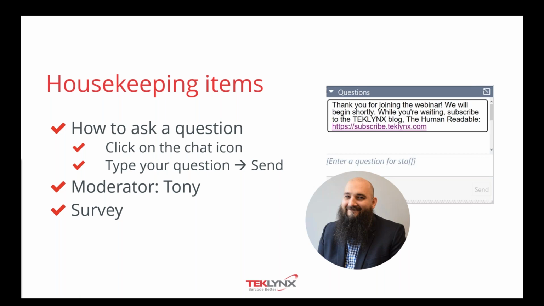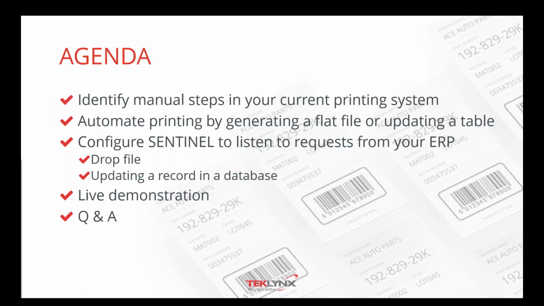So now that we have our housekeeping items in place, let's go ahead and look at the agenda for what we're going to be talking about today. First step is going to be identifying the manual steps in your current labeling process. So anything that you're doing today that might be taking up extra time or error prone, we'll be looking at those. And then moving into looking at Sentinel, how we can configure it to listen to your ERP or other business system for a flat file or a table update to actually trigger a print job automatically based on what is in that print request. And finally, we'll finish up with a Q&A after the live demo. So if your gears are turning during that demonstration, we can answer some of those questions afterward.